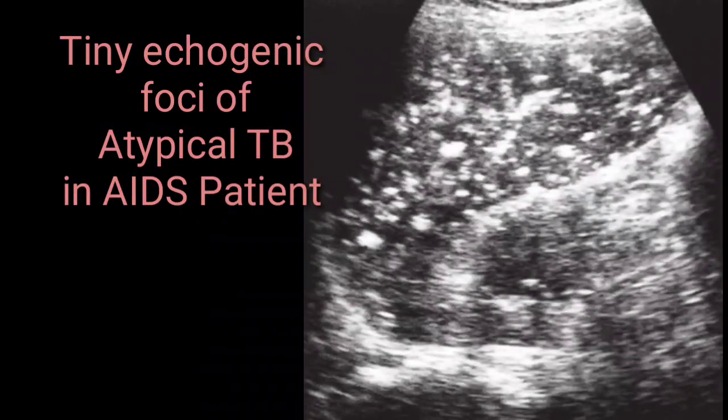In this image, multiple calcific foci are seen with variable sizes and shapes. Again, the entire parenchyma of the spleen is involved. Patient history and previous diagnosis will help you to diagnose confidently on ultrasound imaging.